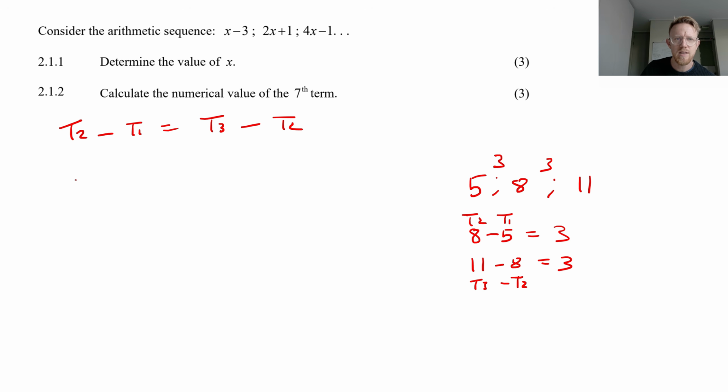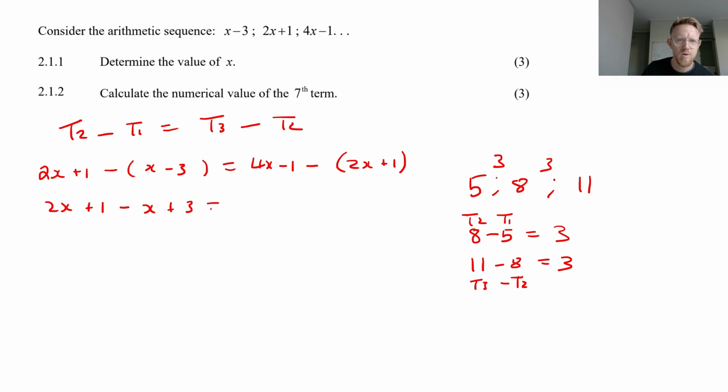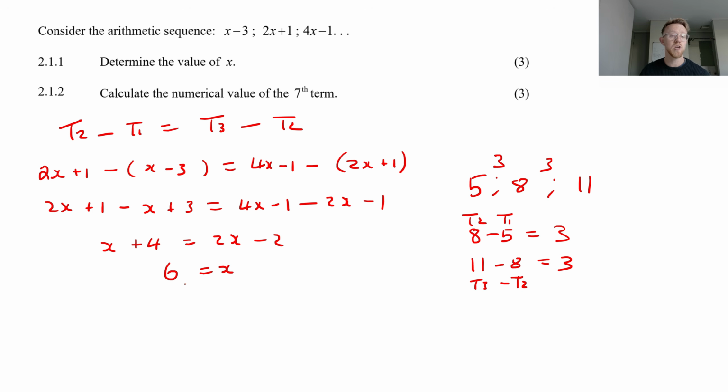So term 2 is going to be 2x plus 1. Now when you minus, you must use a bracket. x minus 3. And then we're going to say 4x minus 1 minus 2x plus 1. And so we end up with 2x plus 1 minus x plus 3 equals 4x minus 1 minus 2x minus 1. And so now we can just simplify. On the left, we just get x plus 4. On the right, we get 2x minus 2. And then you can solve this however you feel comfortable, but you should eventually end up with x equals 6.